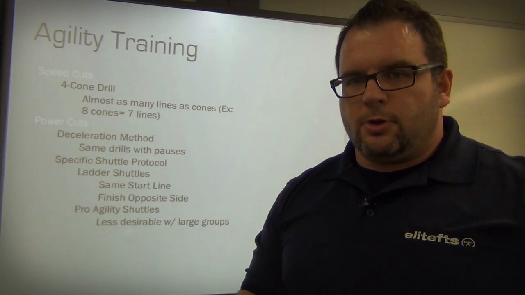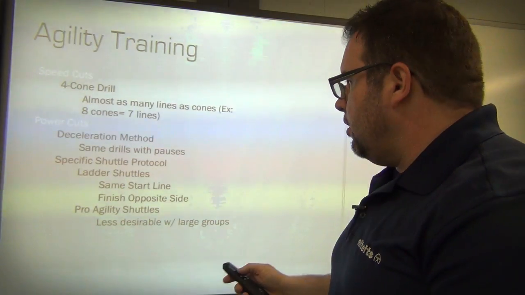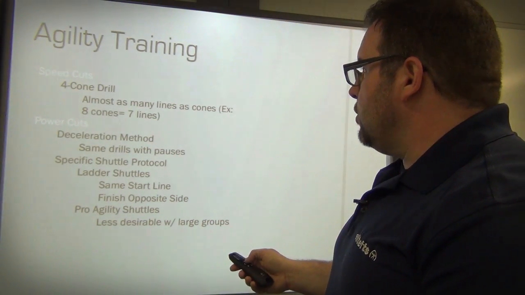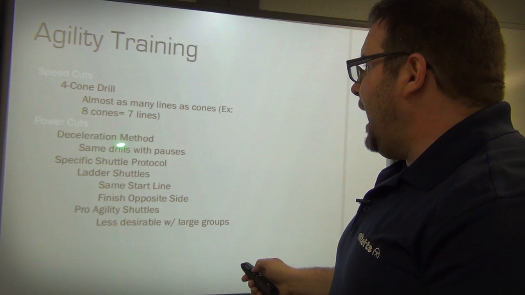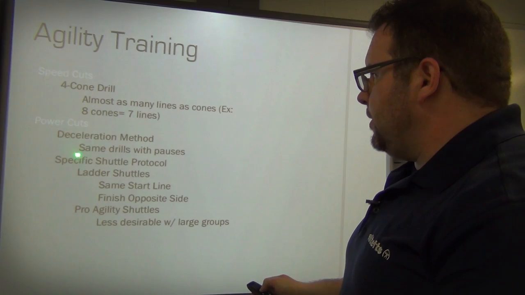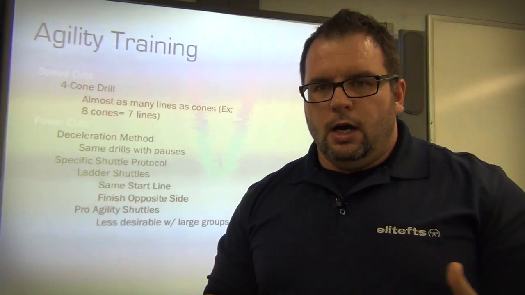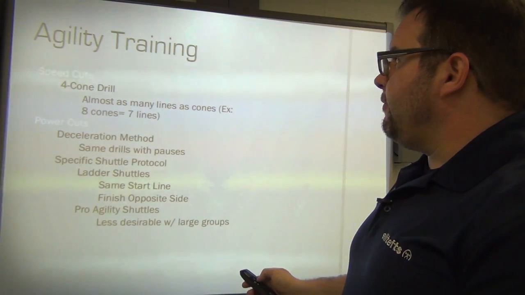Power cuts is more similar to a 5-10-5. You're stopping, planting, pushing off, and going the other direction. So these were the things that we would do. I'll talk to you in detail about how we set up our four cone drill, and how we incorporated our deceleration methods with our agility shuttle. So let's talk about the four cone drill first.